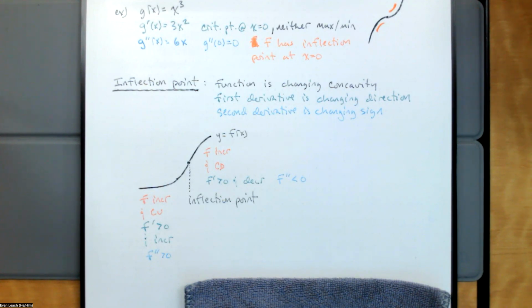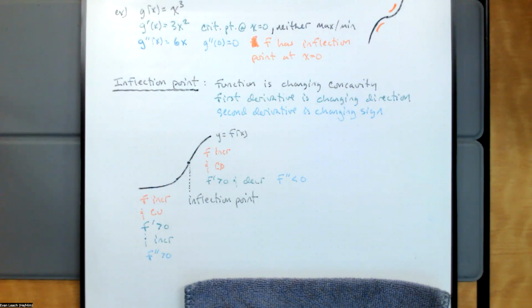So the second derivative can sometimes help us classify critical points. But if the second derivative is zero at a critical point, then we don't get to make a conclusion. We have to do something else. That's an important distinction. That comes up a lot in math.